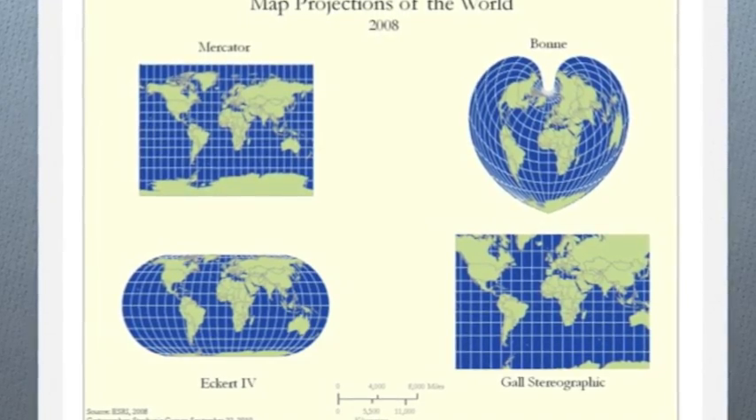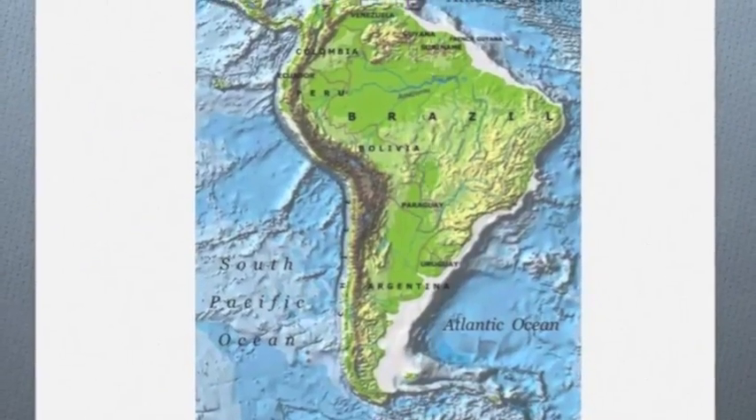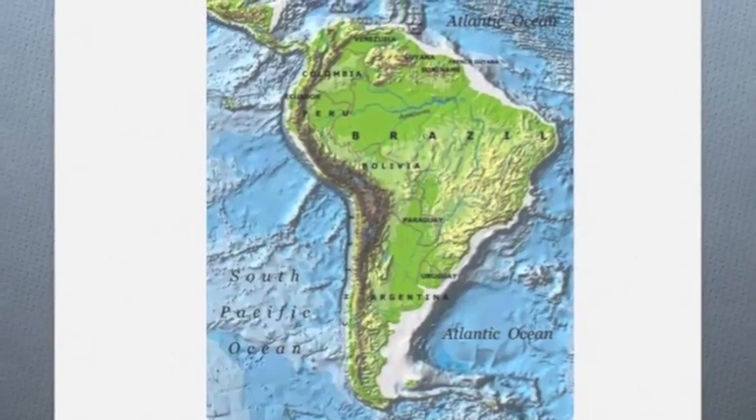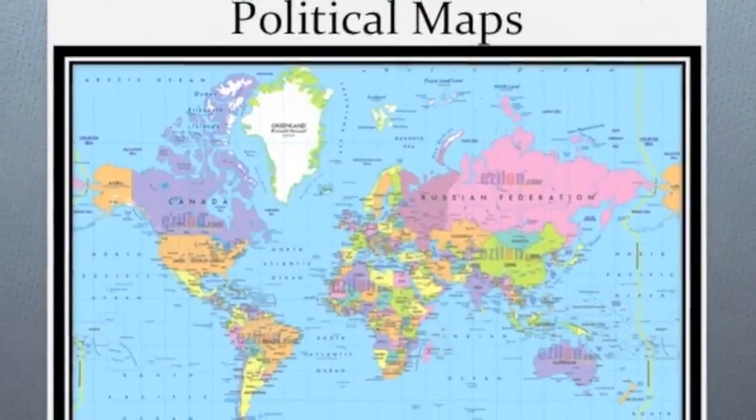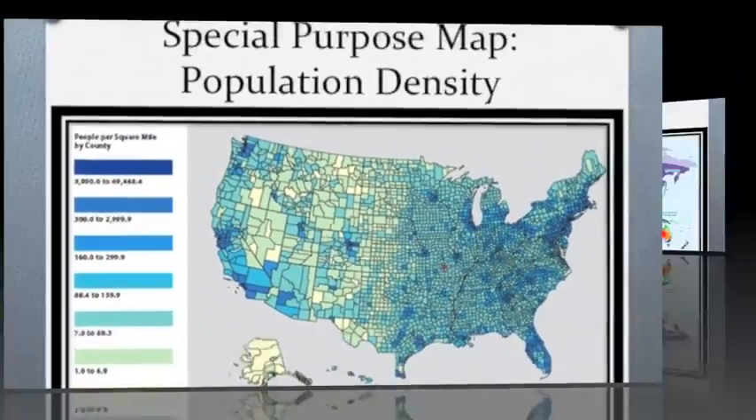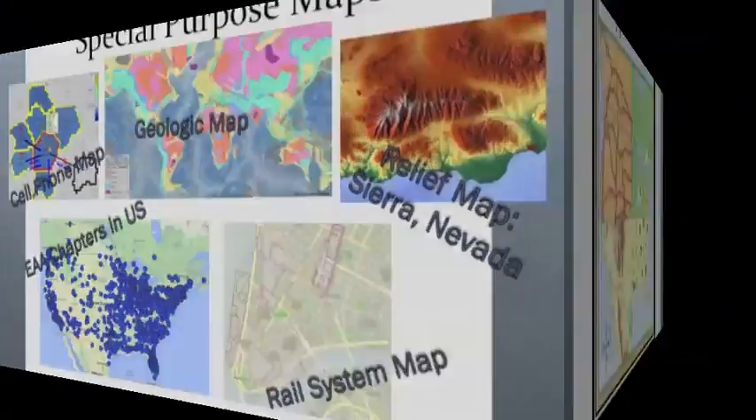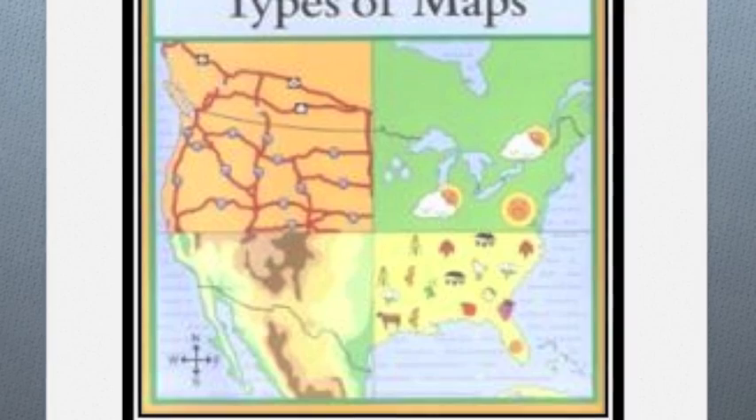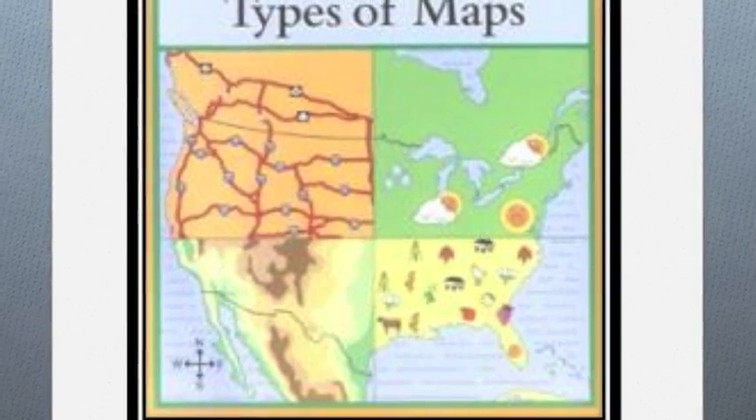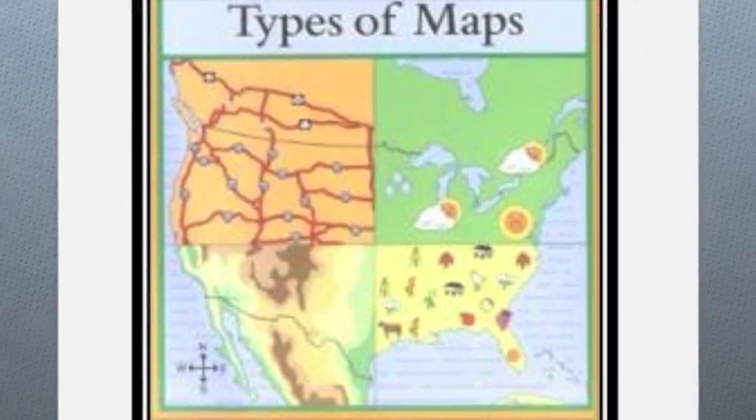Unlike globes, maps can show small areas in great detail. Maps can also display information about landscapes, political boundaries, population density, climate, and many other things. Historians and geographers use many different types of maps because maps are amazingly useful tools.